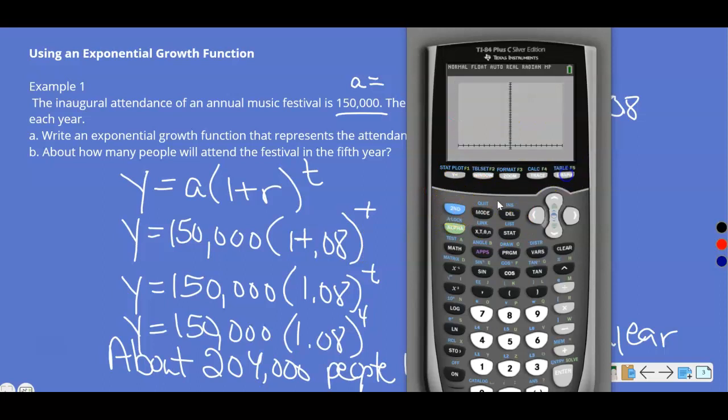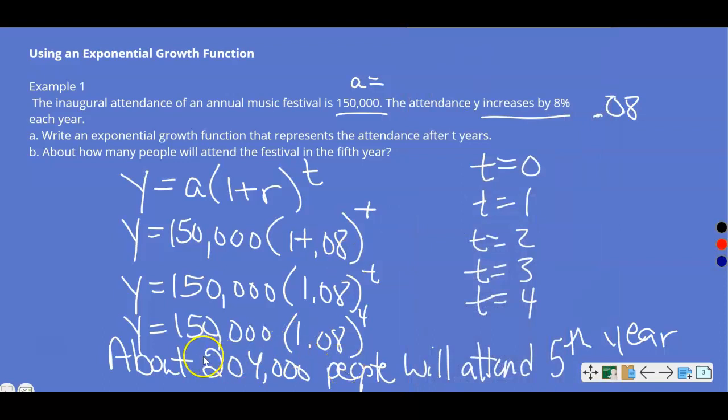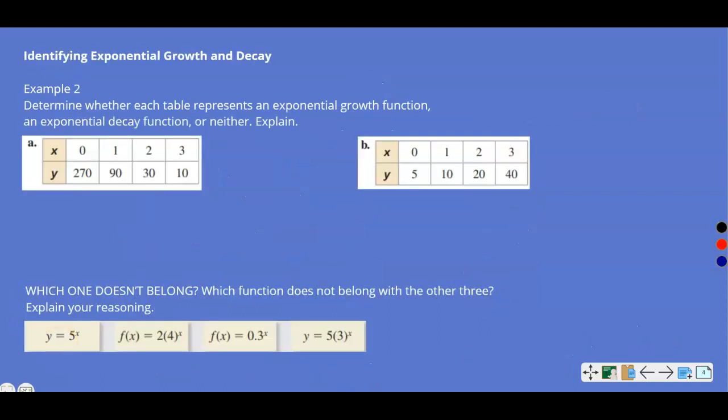And if I hit graph, it's not going to show up right now because I don't have it up to 150,000. But I can look at my table of values. And if I come down here to where x is 4, you can see that it is about 204,000 people. So we can be assured that we did this correctly, and using a calculator to check yourself is a great thing to do.